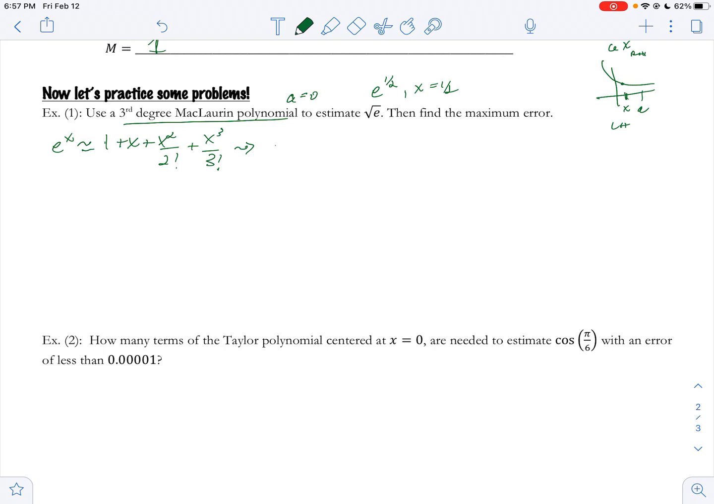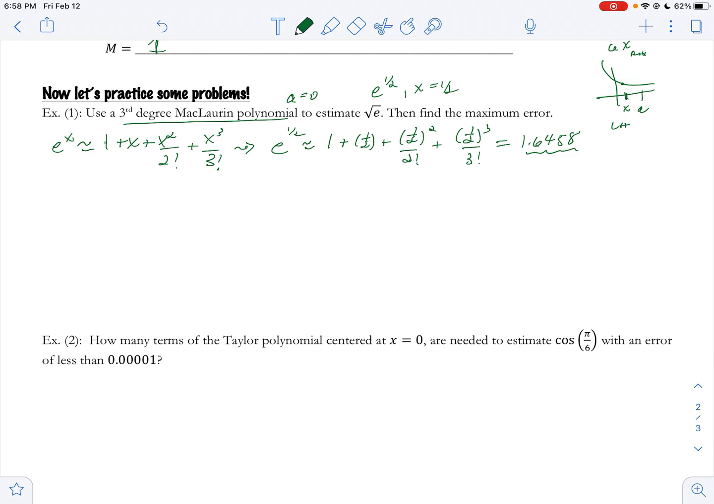But actually, let's go ahead and calculate this first. So if we calculated this according to our formula, we would have 1 plus 1/2 plus 1/2 squared over 2 factorial plus 1/2 cubed over 3 factorial. And that gave me, when I plugged that into my calculator, 1.6458. So the question is, how good of an estimate is that of the square root of e?